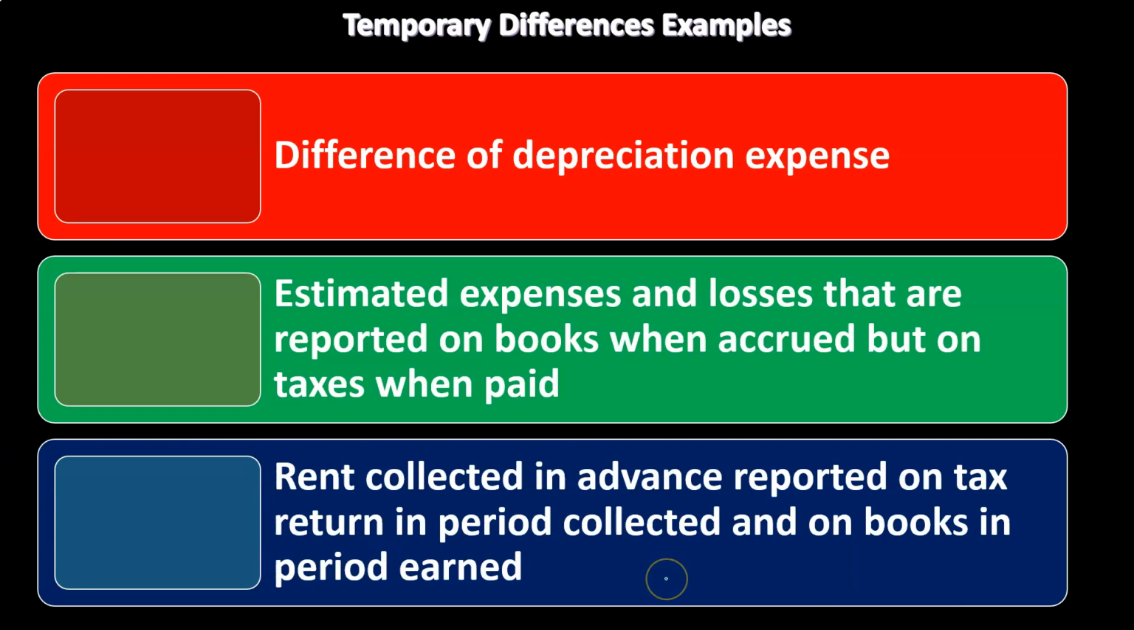Rent collected in advance is reported on the tax return in the period collected, and on the books in the period earned. So on the revenue side, for example, we might be collecting rent for like a year in advance. From an accrual standpoint, we wouldn't be recording the revenue because the person hasn't lived in the place for that entire year. We got the rent before. But for tax purposes, the tax code wants you to record it when you get the money.